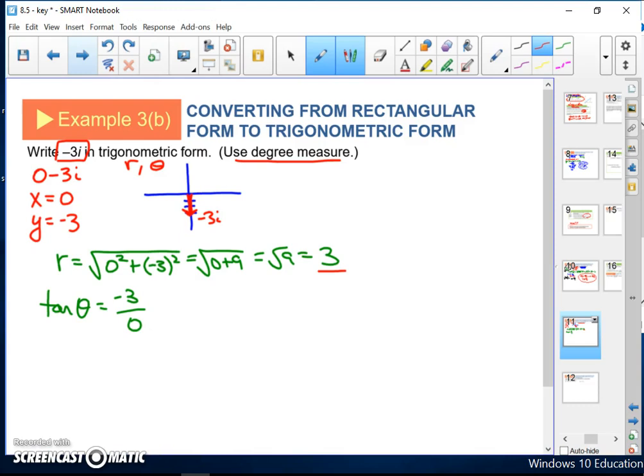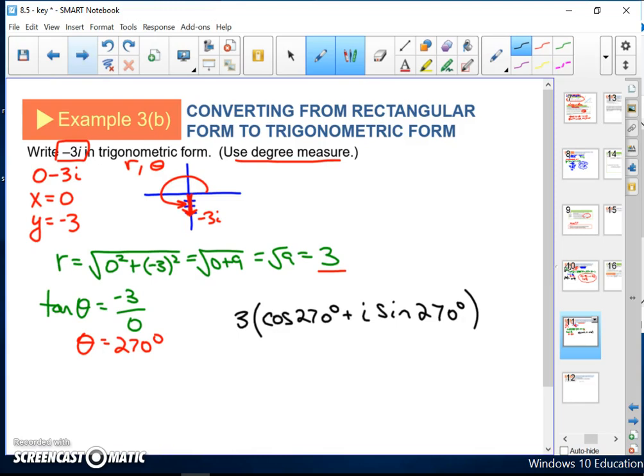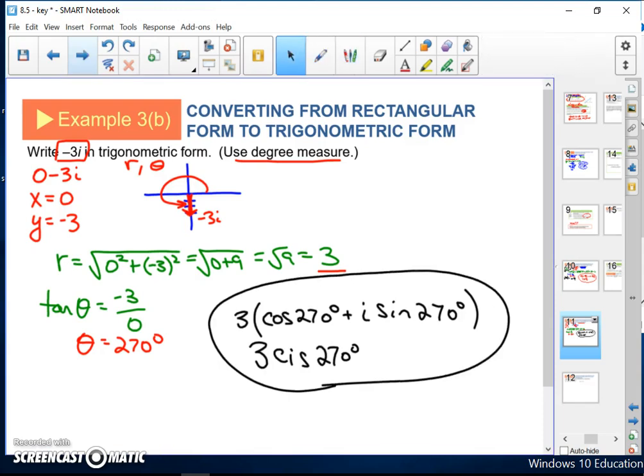Okay? But then as for our angle, I can just look at the picture and tell what that angle is. That's 270, right? That's a 90-degree reference angle downstairs. That's 270. Theta equals 270 degrees. And so if we write polar form, it's going to be 3 times the quantity cosine 270 plus i sine 270 degrees. Or, in abbreviated version, 3 cis 270. Again, I think most of you are going to prefer the abbreviated version, 3 cis 270, and that's going to be fine with me.